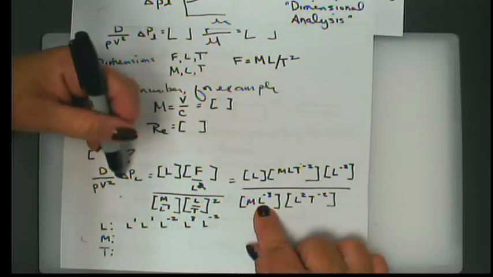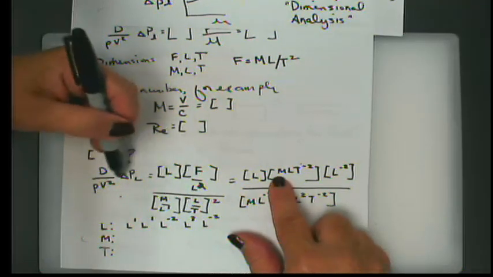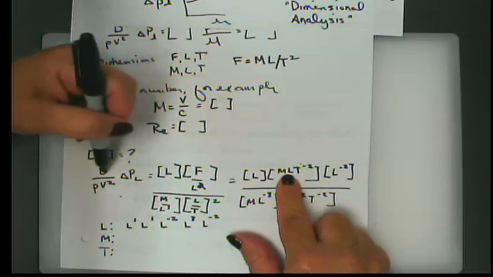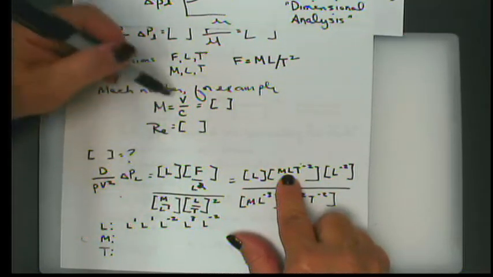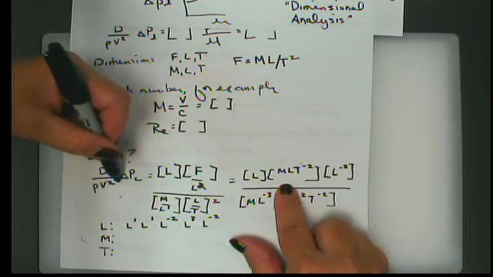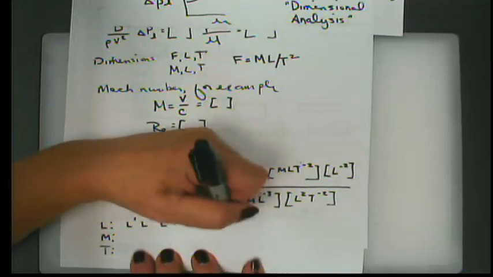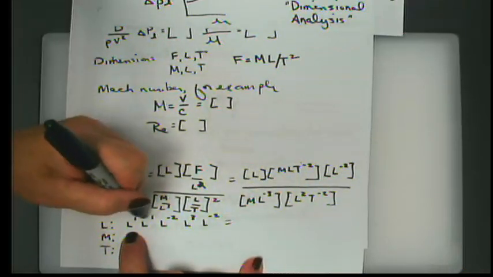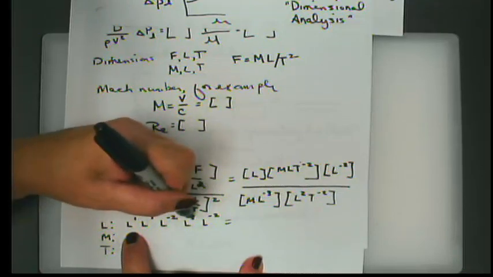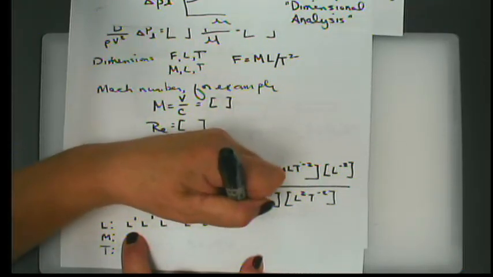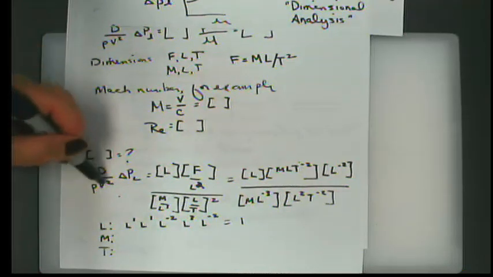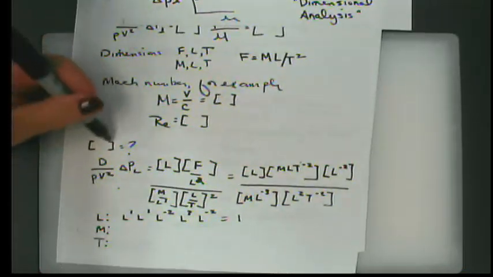Length squared, force, mass, length per time squared is force per length squared. Okay, so let me just take a look at this. I think I have a little error here, but I'm going to look this up. If I add these up, I get 1, 2, 0, 3, 1, right? So I have a little something here that I have missed. I'm going to have to go back and figure out what it is.